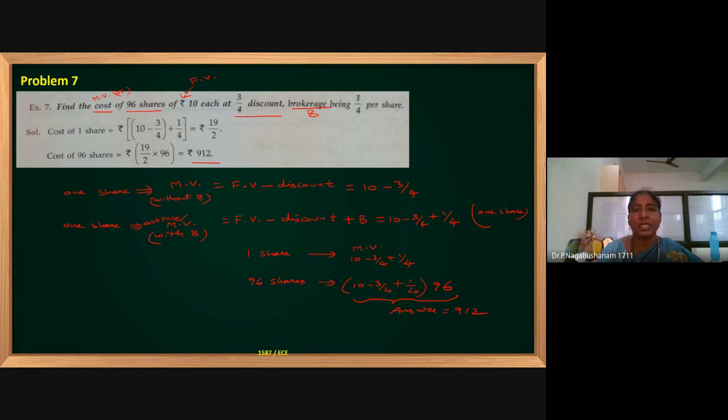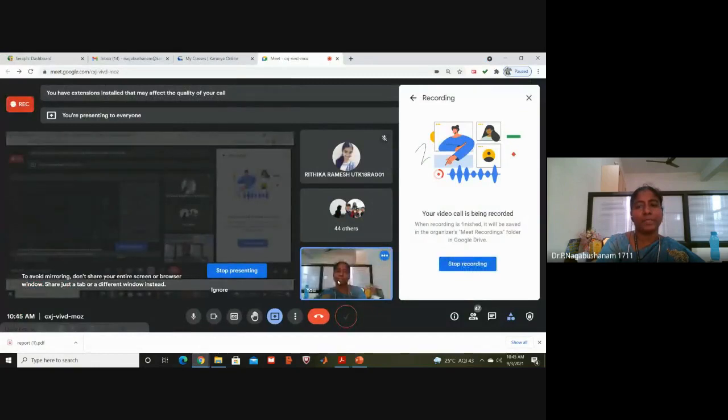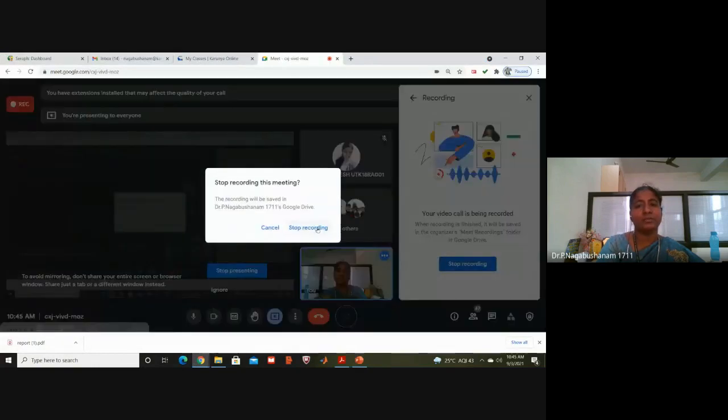Same calculation is done over here. I have given a detailed explanation so that you will not get confused. In step 1, I am calculating without brokerage for one share. In step 2, I am calculating with brokerage for one share. In step 3, I am calculating the market value or cost price for 96 shares. This is 912 rupees. Once we understand clearly, stocks and shares is very, very easy.